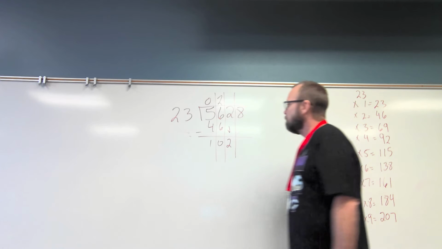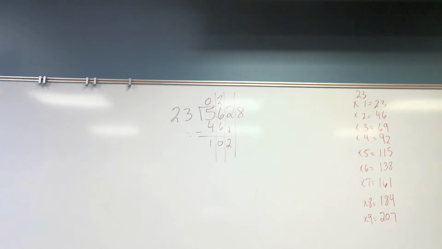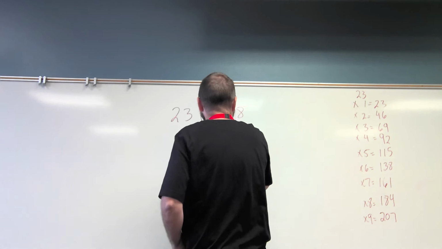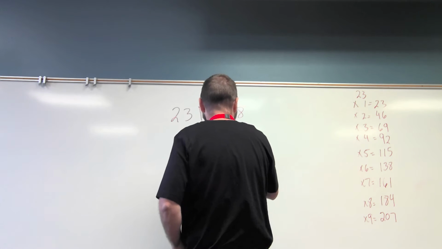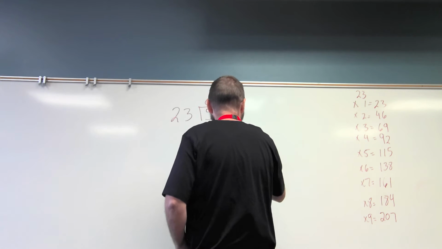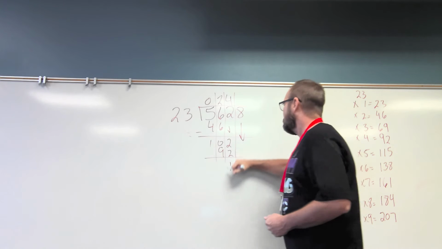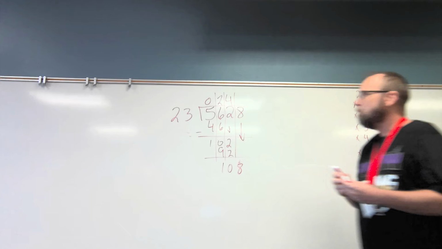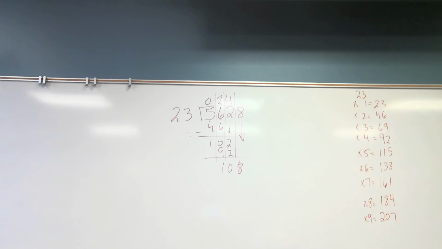I bring down my 2. Now I have to take 23 into 102. I go over to the most difficult part of division. I need to get as close to 102 as I can get without going over. 4 is 92. And again, we get 10. I bring down the 8. And 10 is less than 23, so we're fine in that part.